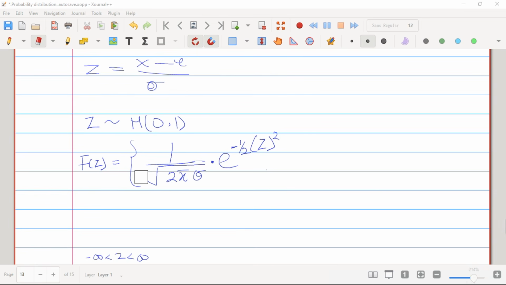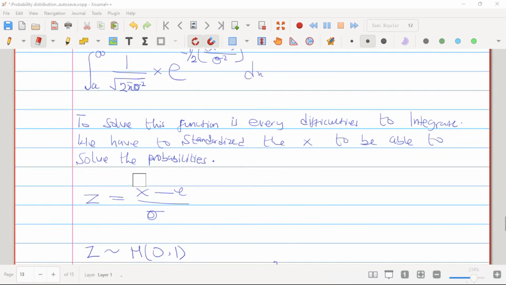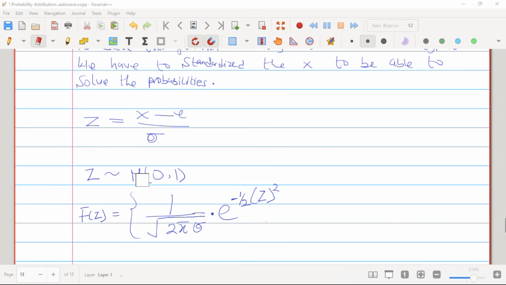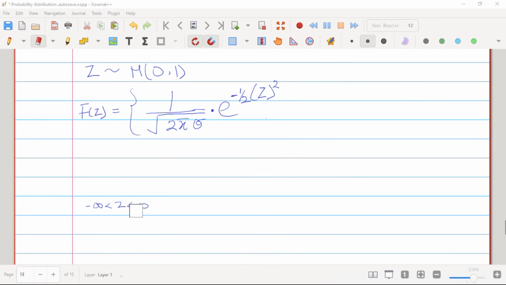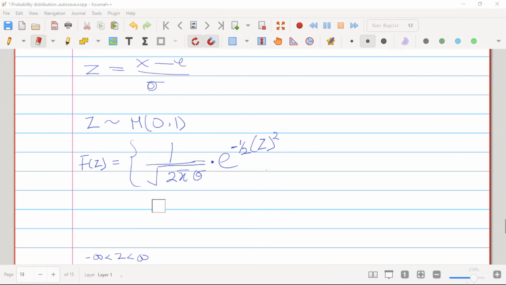The PDF for the standard normal distribution is more or less different from the PDF for the normal distribution, but they are almost the same, right? But because we are using z to standardize our x, to enable us to find the probabilities of x, that PDF changes into this, right? We are just saying that our z lies between negative infinity and positive infinity, right?